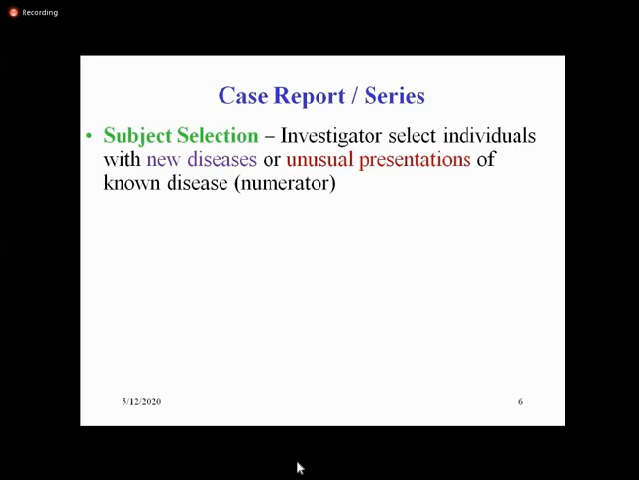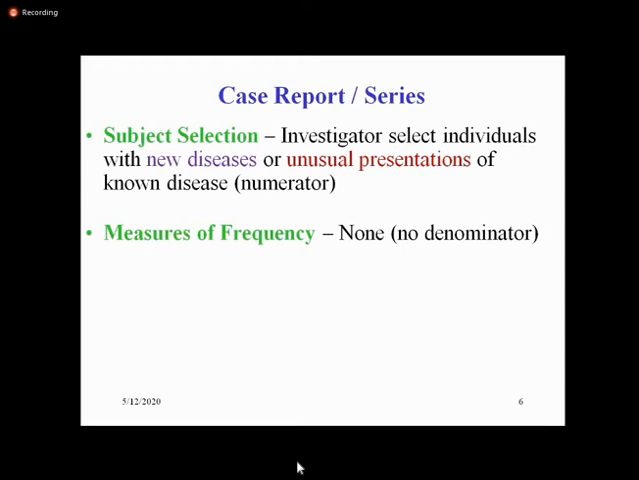Subject selection: investigators select individuals with a new disease or unusual presentation of a known disease. For example, suppose you have seen some HIV patient, and you have found some unusual rashes or something else which was not reported before. In that case, you want to report or share your information with others, and for that purpose, you select the case report or case series.